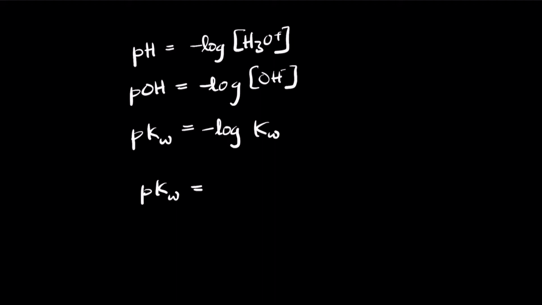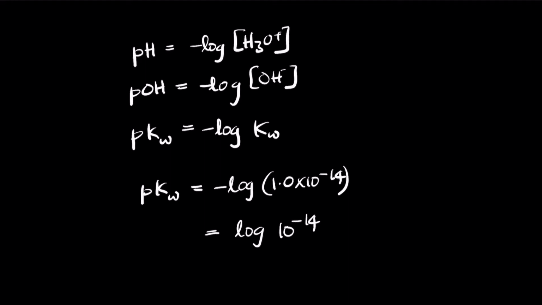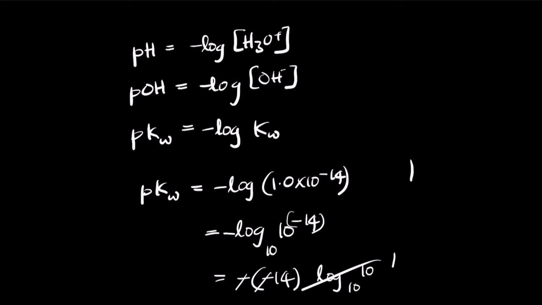So we know the Kw value is 1.0 times 10 to the power negative 14, so pKw is the negative log of 1.0 times 10 to the power negative 14. When you remove 1.0, you get log of 10 to the power negative 14. When you put a power in a log, the power comes to the front. So negative of negative 14 times log 10 base 10, which is 1, and minus minus get cancelled. So we know that pKw here equals 14.